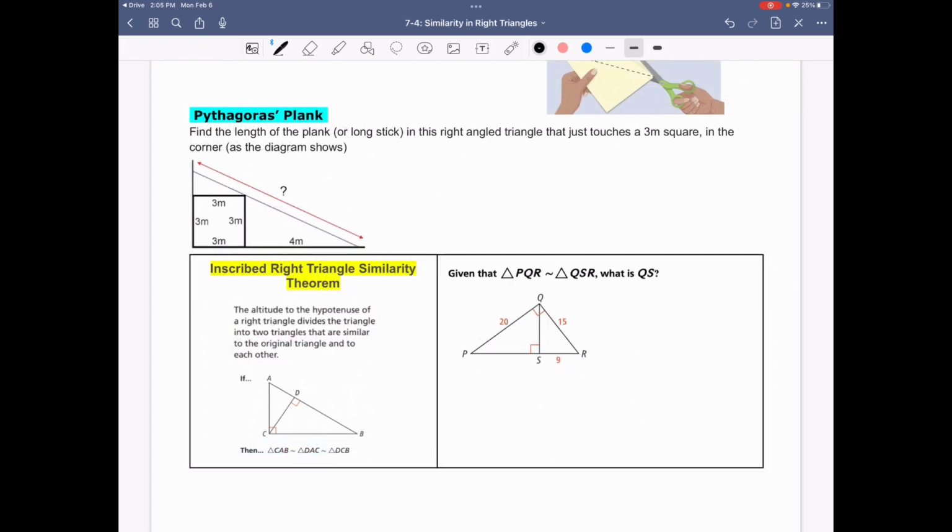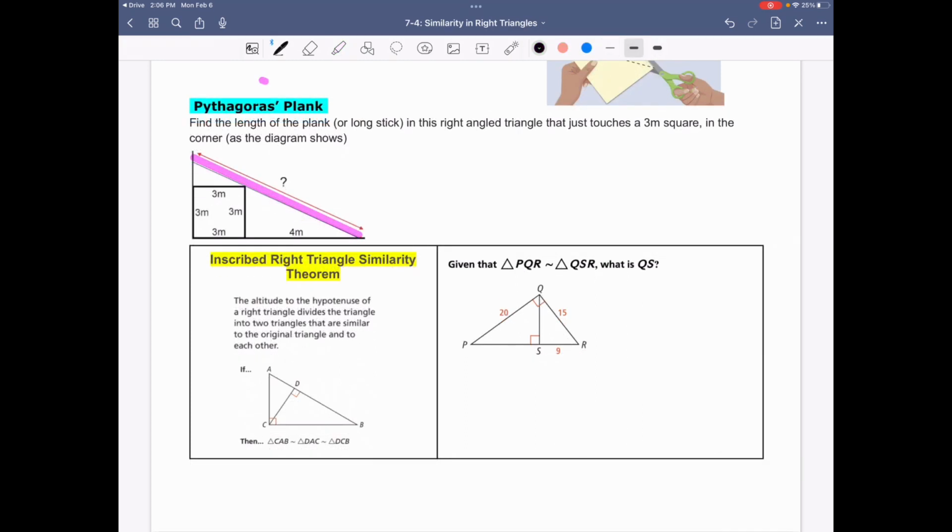For this next problem, it's called Pythagoras' plank. They're asking us to find the length of the plank, or a long stick, in this right-angled triangle that just touches a 3-meter square in the corner, as the diagram shows. So we want to know this length here. And I want us to have some discussion about it. What are you noticing, and how might we figure this out?